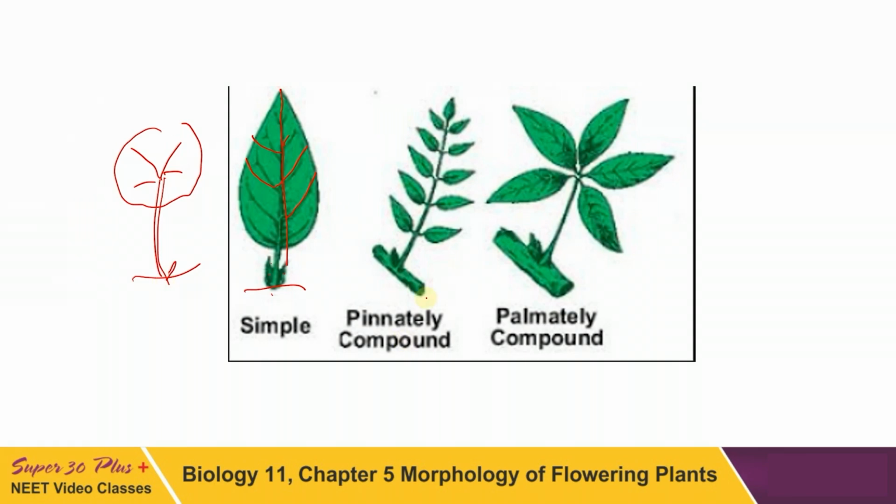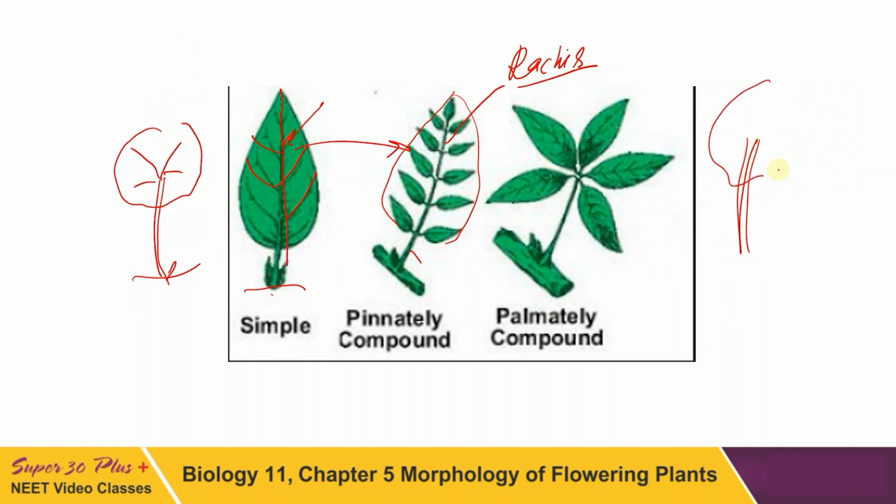This is a pinnately compound leaf, which will be formed from this. That is, the leaf lamina incision. Actually, this is the leaf. This is one leaf, but here the incisions have reached the midrib. This will be called the rachis, and that will be called the petiole. How will this leaf be formed? Such a leaf will be formed from a leaf like this, as I told you in detail.